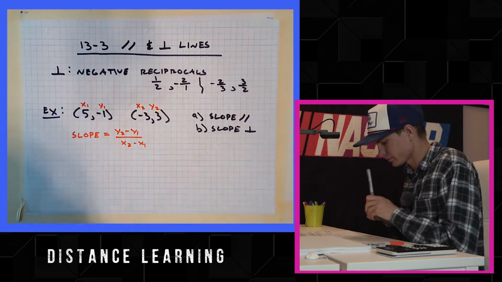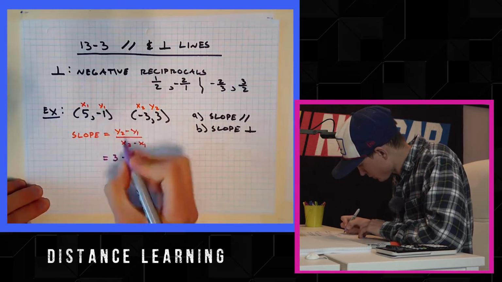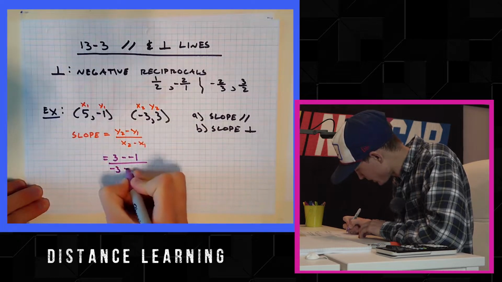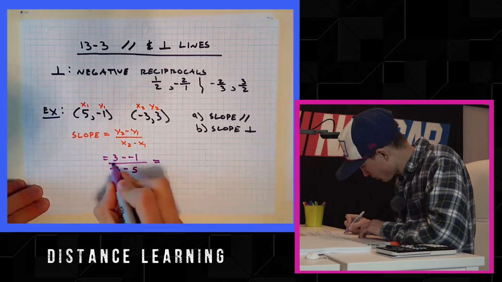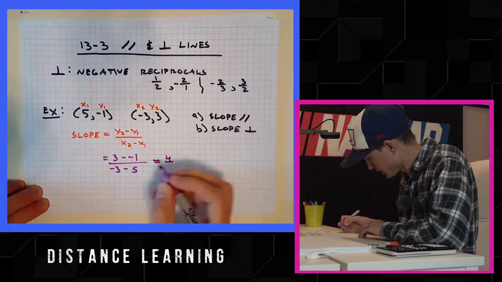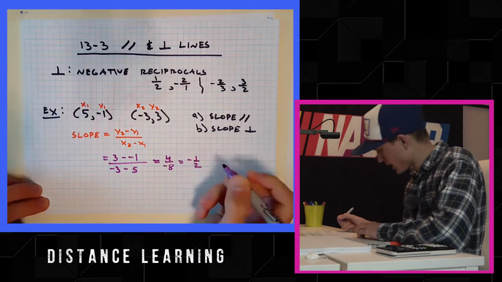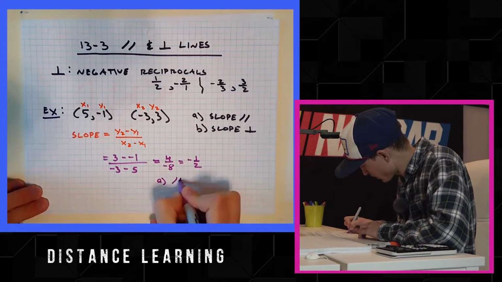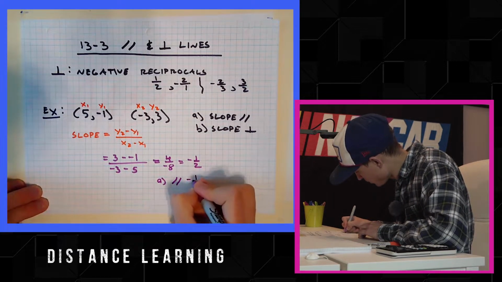So, y2 is 3 minus y1, -1 over x2 minus 3 minus 5. 3 plus 1 is 4, -3 minus 5, -8. That is -1/2. So, which means if I want something parallel, it has the same slope. The same slope would be -1/2.